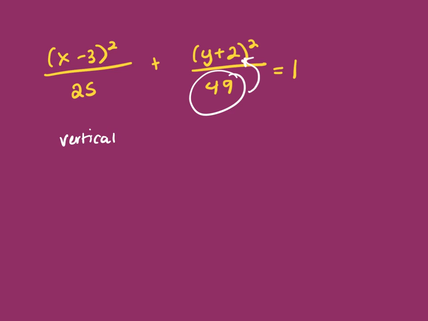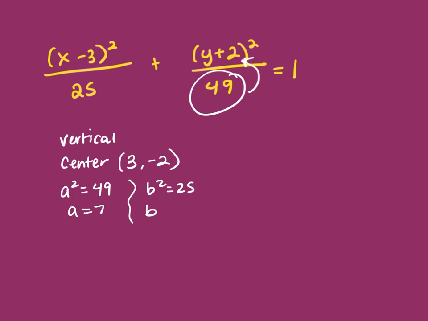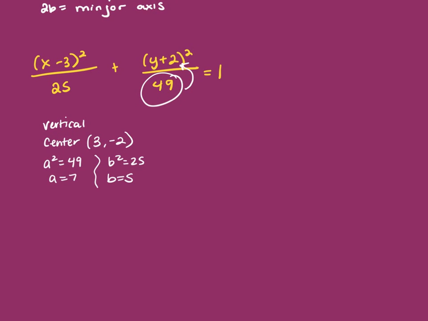Okay, so this is vertical, right? The center is what? 3, negative 2. My a squared is what? 49. So a is 7. The b squared is 25. So b is 5.